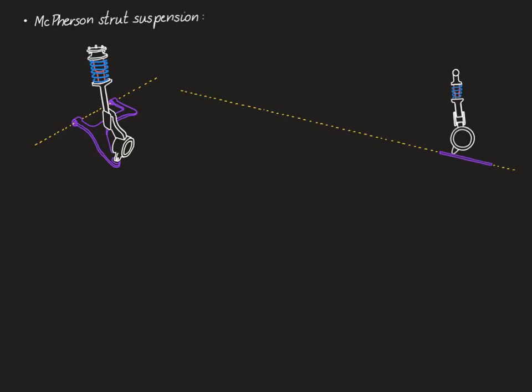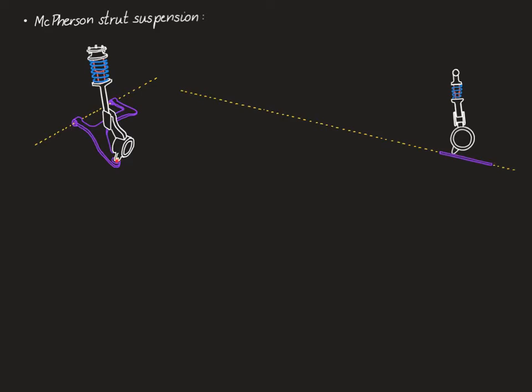For another example, let's look at the McPherson strut suspension. The lower control arm of the suspension is of course equivalent to the lower wishbone of the double wishbone suspension. In other words, it is fixed to the vehicle chassis in these 2 points and can rotate relative to the chassis about this axis. Again, looking at the suspension qualitatively from a sideways perspective, the yellow axis is aligned with the orientation of the lower control arm.